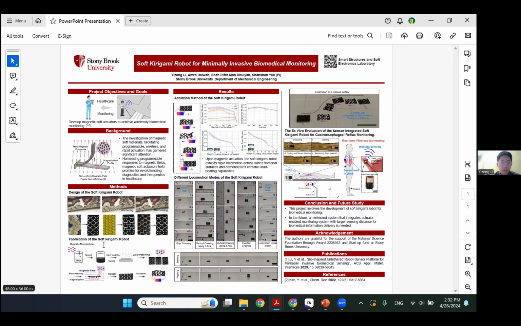So to fabricate our soft kirigami robot, we mix magnetic microparticles with a PDMS matrix and use a laser cutter to cut into our desired pattern. Then we magnetize the soft actuator so that when we put a permanent magnet underneath the soft kirigami robot, the pattern can be popped up to mimic the snake skin.